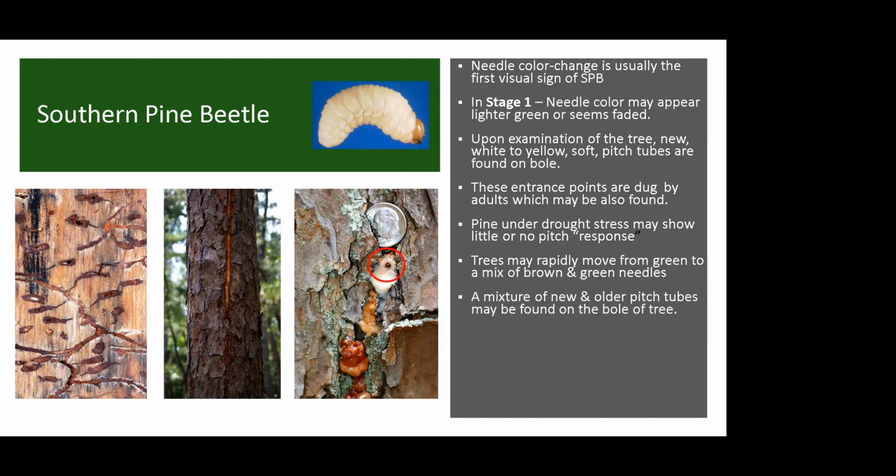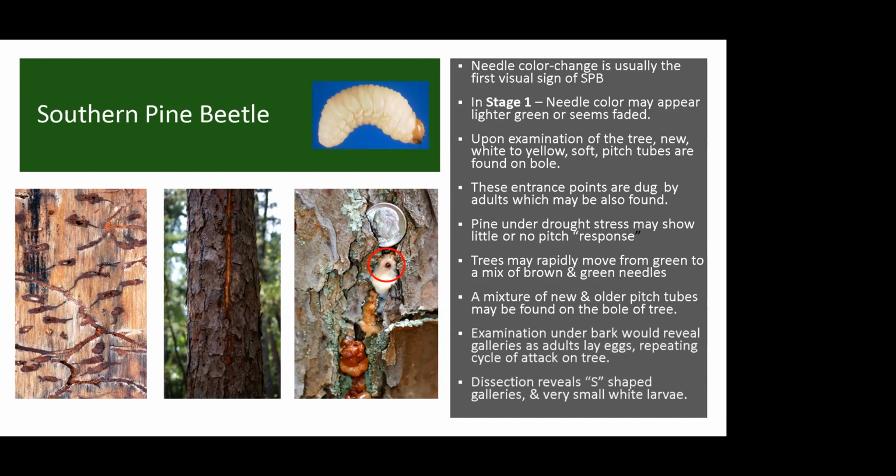Sometimes you'll find a mixture of older and newer pitch tubes on the same tree. You can see the reddish color reflects the older pitch tubes. That means the first generation. There's another one just above it that's probably the second. And by this point, we're into the third generation on this one tree, all within a number of weeks of each other.